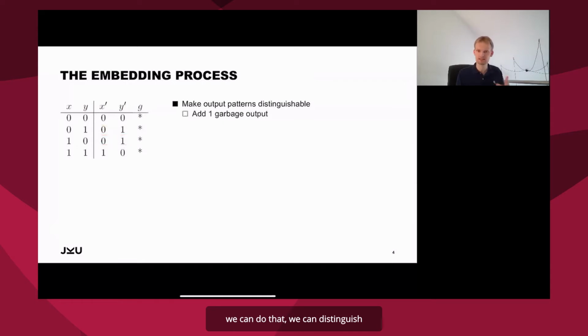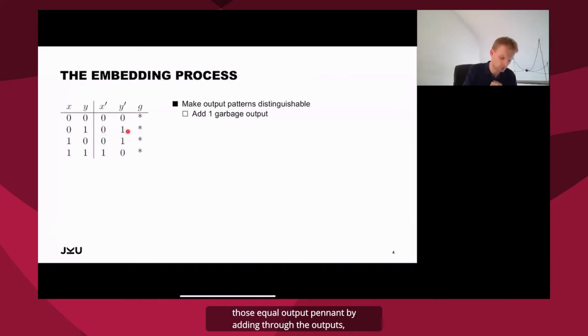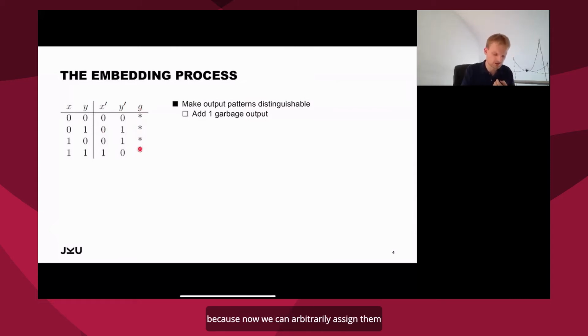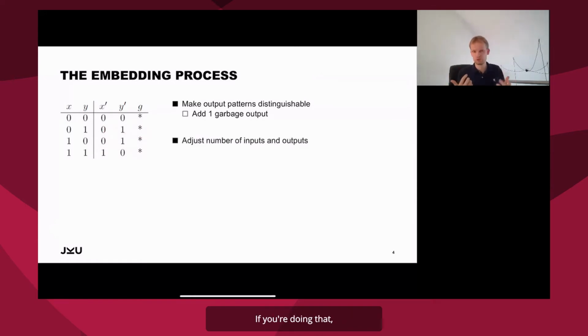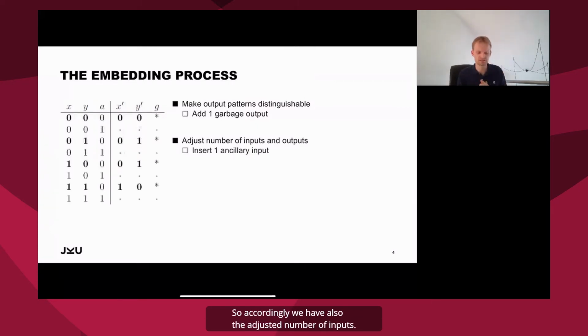We can distinguish those equal output patterns by adding further outputs, usually called garbage outputs, because now we can arbitrarily assign them, or at least we can assign them in a fashion so that we get here, for example, the 0 and here 1, and by this we actually can generate two distinguished output patterns. So this is one step. If we're doing that, we now end up with a function which has 3 outputs, but 2 inputs. So accordingly, we also have to adjust the number of inputs.